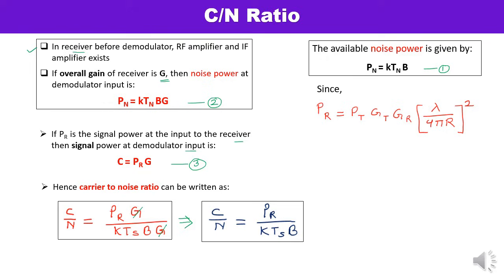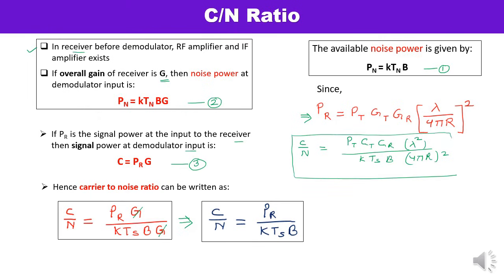You also know PR is PT, GT, GR into lambda upon 4 pi r, its whole square. So you can substitute the value of PR over here and rearrange the terms for the carrier to noise ratio, which is nothing but PT, GT, GR into lambda square upon K TS B into 4 pi r, its whole square. So this is the equation for the carrier to noise ratio.